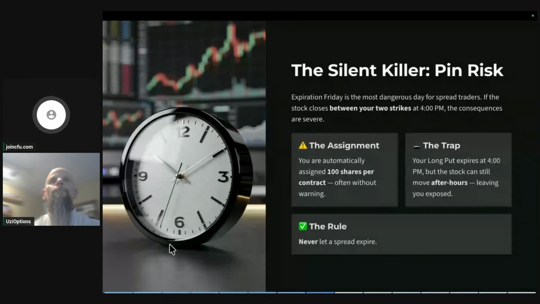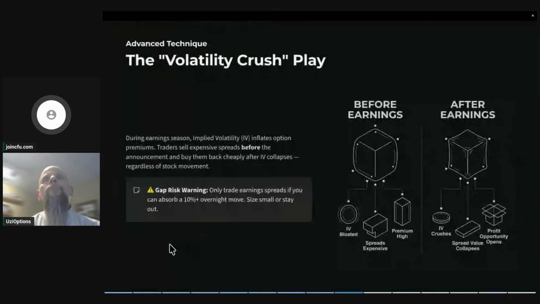We got the volatility crush play. Now, I think we have a local expert on this. Uzi, can you talk us through the IV crush and the earnings trade?